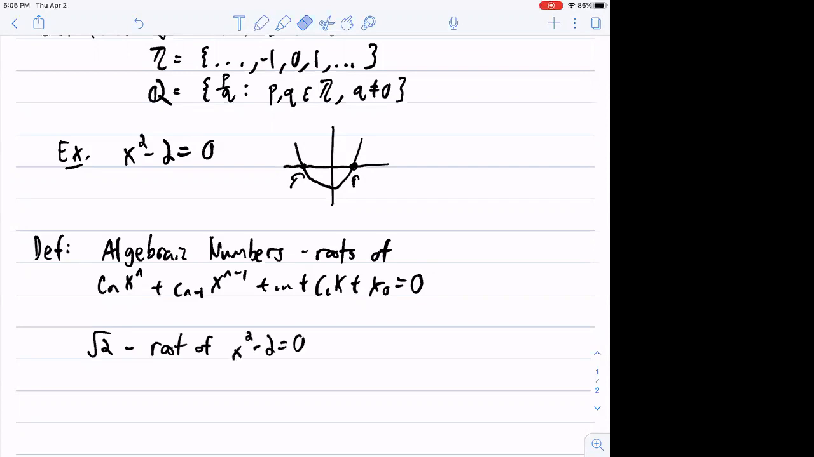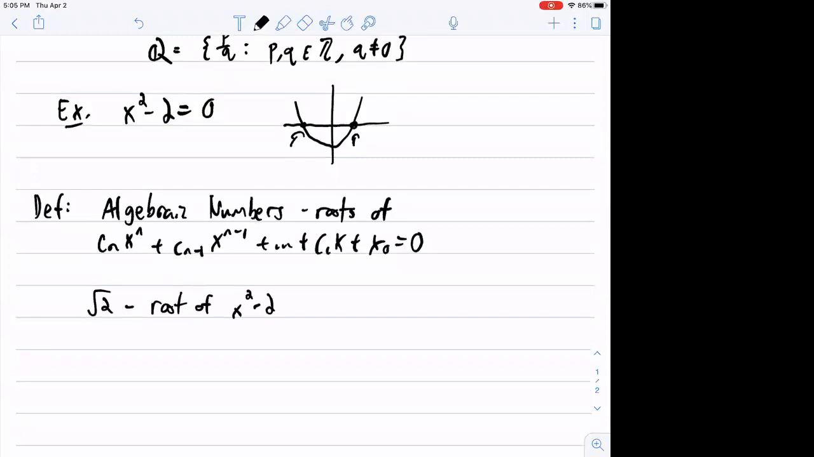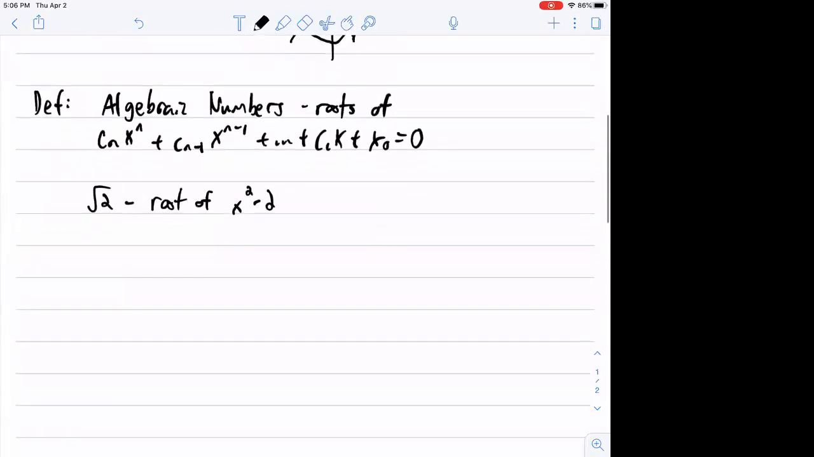All of you know root 2 is, if you use a calculator, 1.41 and so on. But by definition, this root 2 is just a symbol. It's just some root of this thing, and the negative of it is the other root.